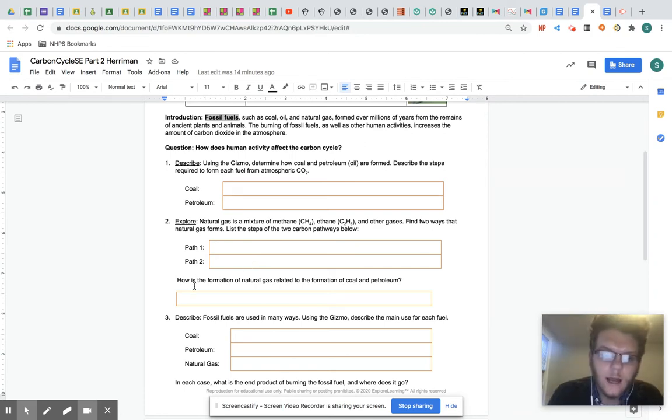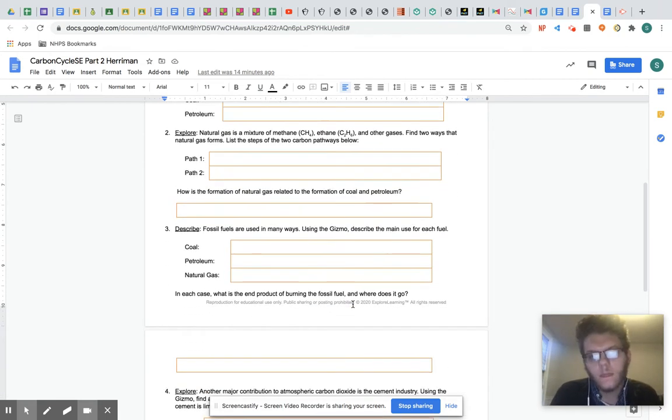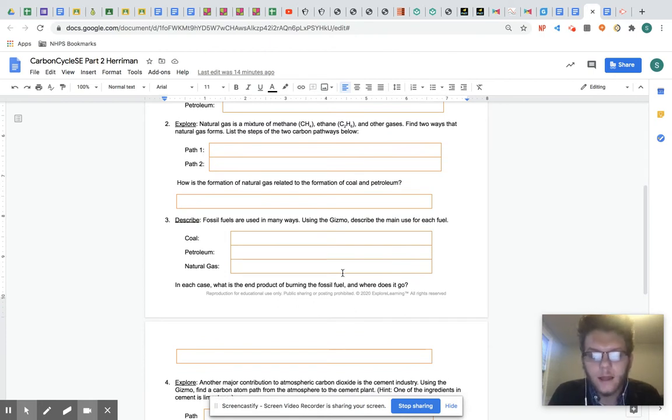In this question, how is the formation of natural gas related to the formation of coal and petroleum? You're going to identify how it is similar and how it is different. Is it similar to coal? Is it similar to petroleum? Is it different from coal, or is it different from petroleum? You're going to identify each of these things. Examine the pathways that were used to create each of those things to identify which one is similar to and which one is different from, and why.